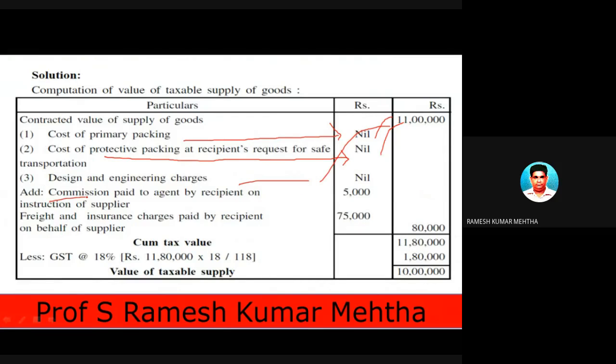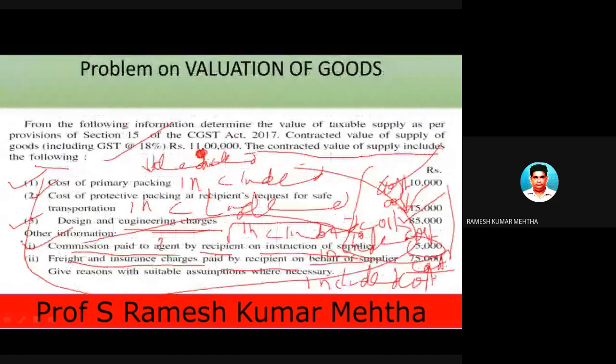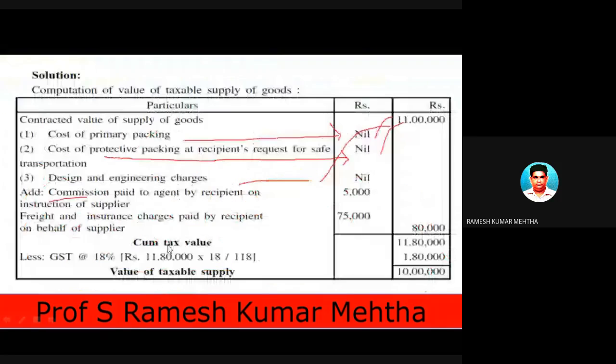Now add commission. Now, what is the point as far as commission is concerned? Other information. Now, this is other information. Other information means these two items are not included in this 11 lakh rupees. As already discussed, they should be included. The commission paid to agent and the freight charges and insurance charges should be included, but they are not included because they have been kept under other information. So this commission paid to the agent should be included, and the freight charges paid should be included. So these two items should be included.